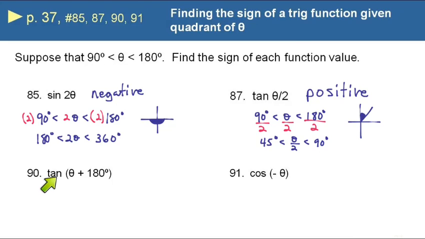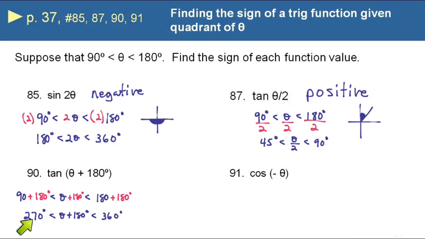For number 90, I take the same inequality, 90 is less than theta, which is less than 180, but I need to know now not theta, but theta plus 180. So if I add 180 to every piece, that gives me theta plus 180 is between 270 and 360. Well, that's quadrant 4. And in quadrant 4, tangent should be negative.